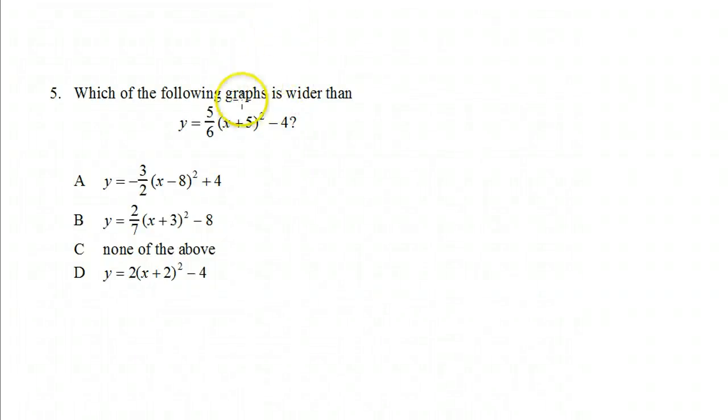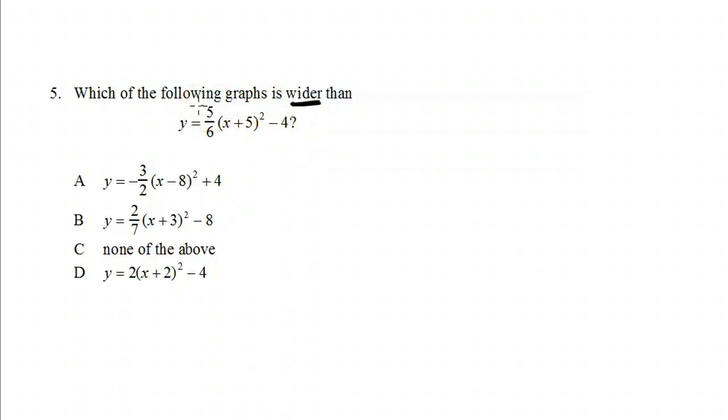All right, for number 5, we are trying to find which graph is wider, so always make sure you read the question because sometimes it says wider, sometimes it says narrower. But we want to find the one that's wider than this equation right here, this parabola here. And remember, the way we can look at this is we can ignore the vertex.